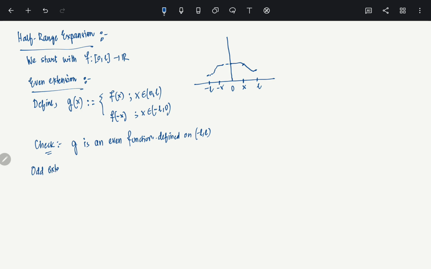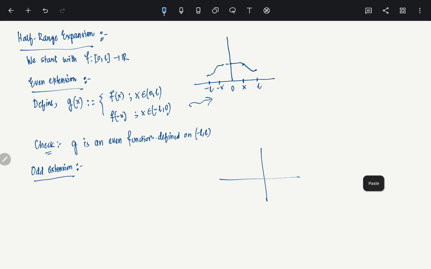See this extension, what I am doing. Our idea is we want to write the function in terms of not 0 to L but minus L to L, right? And this even extension is there. So this is the even extension. Okay, what about the odd extension?